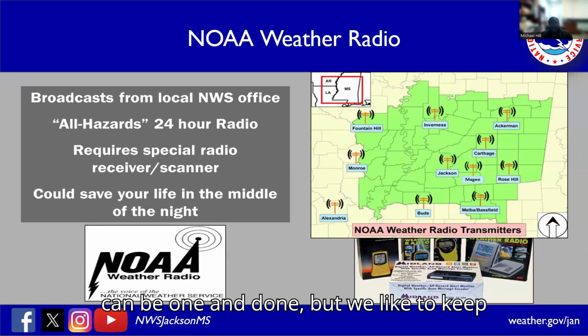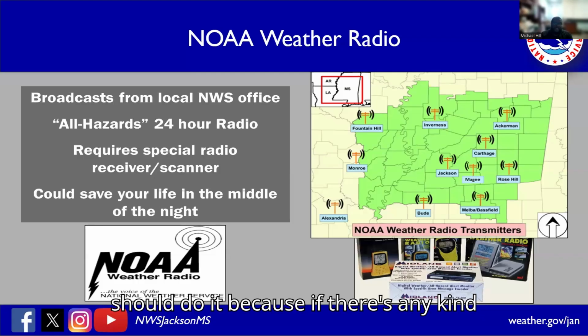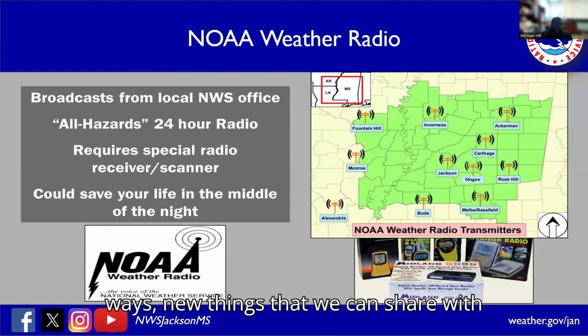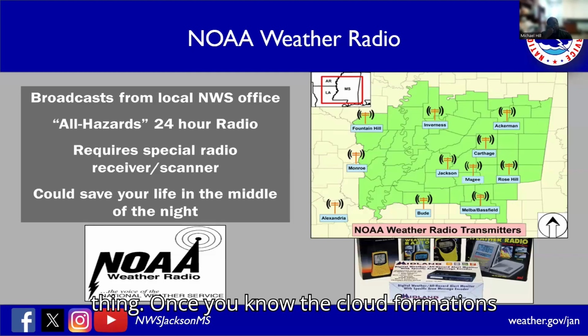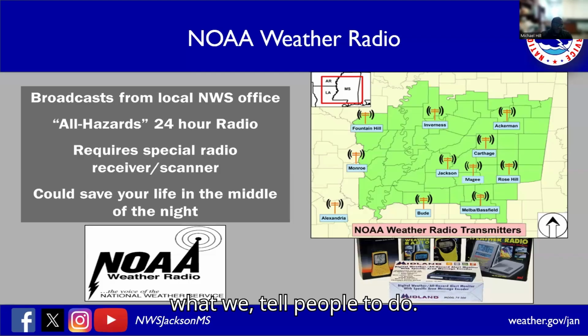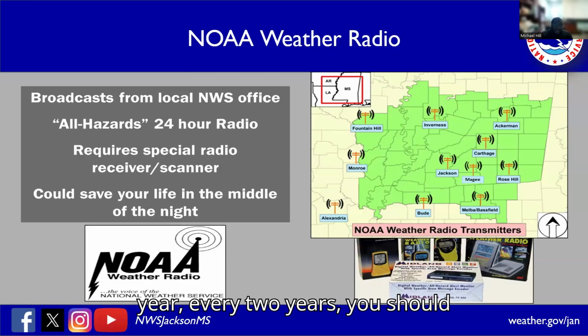It can be one and done, but we like to keep people, we could say every so often you should do it because if there's any kind of new criteria or new ways, new things that we can share with you guys. But it's really a one and done thing. Once you know the cloud formations and know things like that, you can kind of spot everything, right? So that's what we tell people to do. But I would say every other year, every 2 years, you should probably take it just to have a refresher. So that's just my opinion.